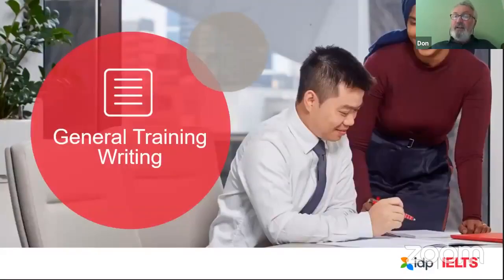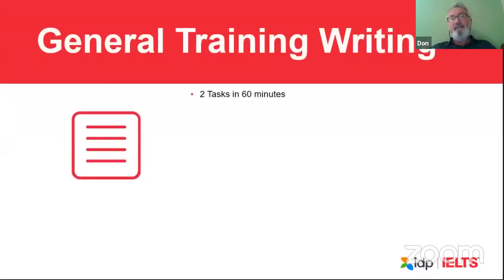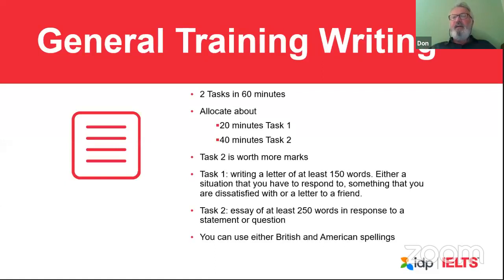In the general training writing, as I said, it's a little bit different. Task 1 in general training is about writing a letter. You have 2 tasks, but the first task is writing a letter. Now, in both the academic and the general training, you should be careful to spend only 20 minutes on task 1 and 40 minutes on task 2.